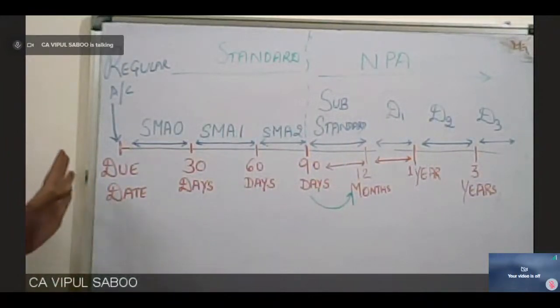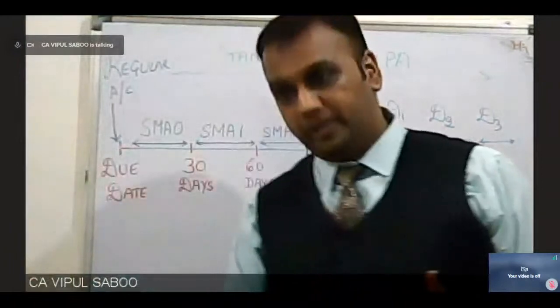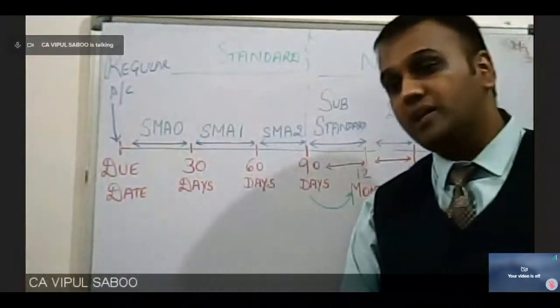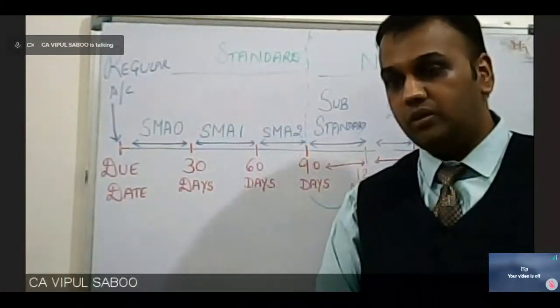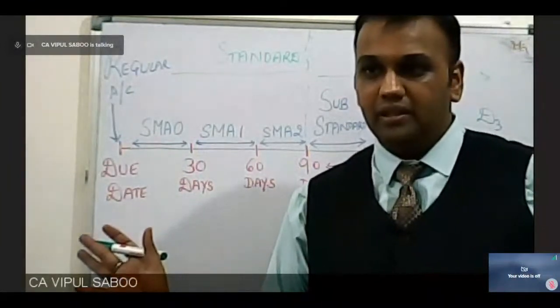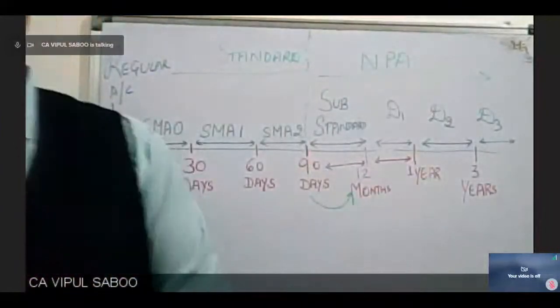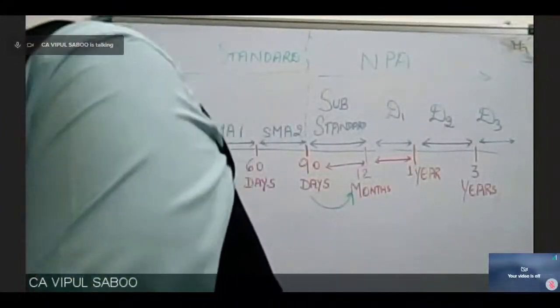Right? And there is one more category, the loss assets. Loss assets are those assets where the bank has lost hope that whether we will be able to recover the money or not, or a fraud has occurred relating to that account. Those are loss assets, completely lost, pure loss for the bank. So this is the timeline for the NPA. Let me share my screen.